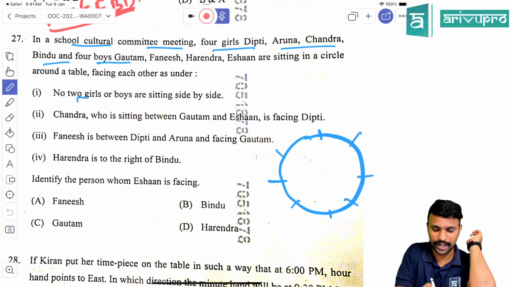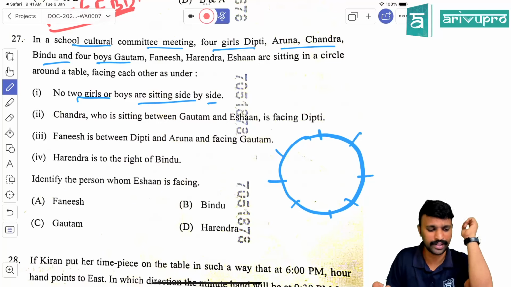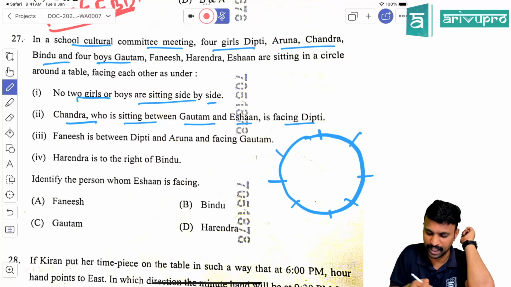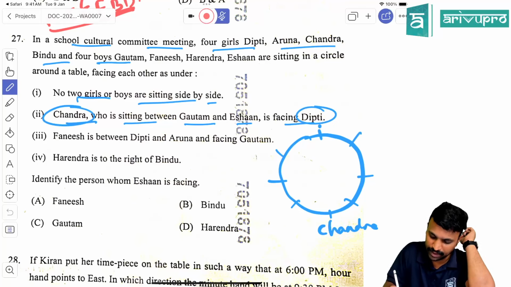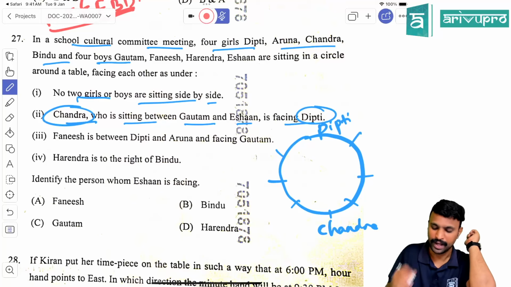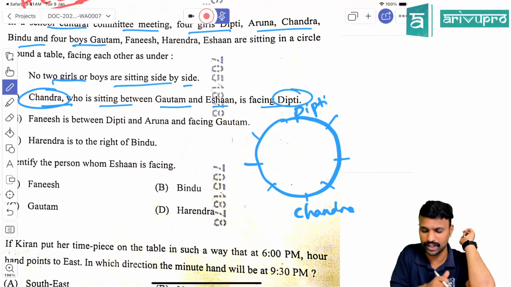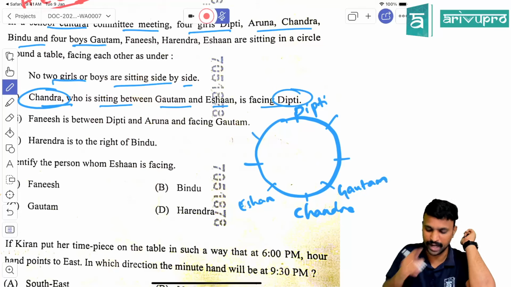Now, no 2 girls or boys are sitting side by side. That means between 2 girls, 1 boy. Between 2 boys, 1 girl. Guys, Chandra, who is sitting between Gautam and Ishan, is facing Deepthi. Let me place Chandra over here and Deepthi over here. Now Chandra is between which two people? Ishan and Gautam. We don't know who is on the left and who is on the right. Let me place Ishan over here. It could be wrong also. And Gautam over here. Chandra is between Ishan and Gautam.